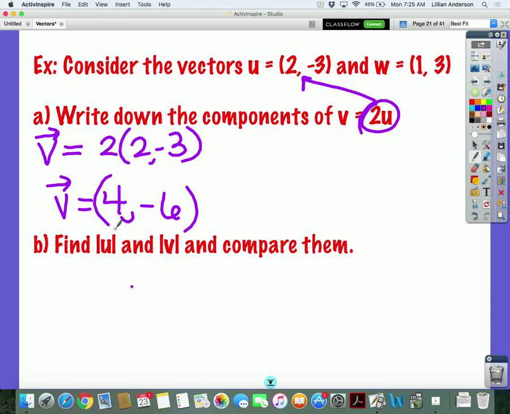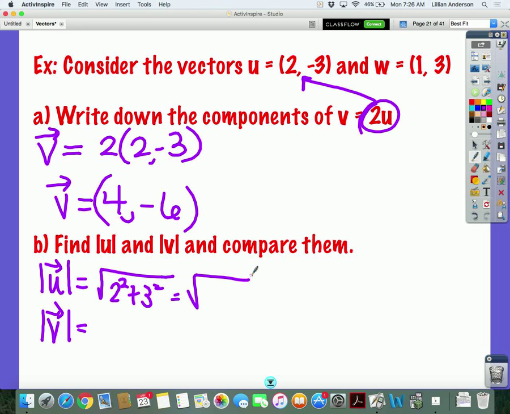Now remember, these symbols here mean magnitude. So we're actually going to find the magnitude of vector u, and we're going to find the magnitude of vector v, and we're going to compare them. This is basically just getting the practice using scalar multiplication right here. So as we know, since they're already in component form, we can use the Pythagorean theorem type method, which is basically u1 squared plus u2 squared. So that's nothing but 4 plus 9, which is the square root of 13.